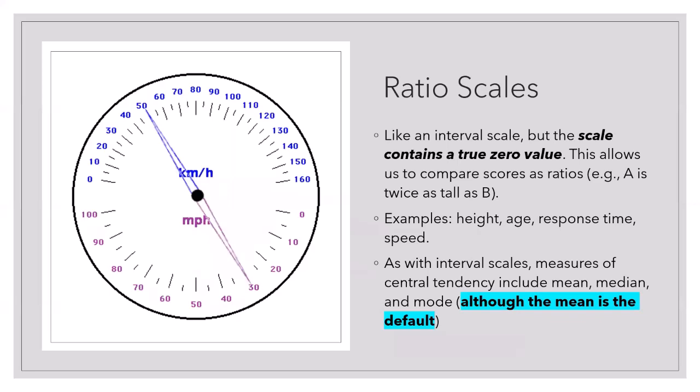Finally, we have ratio scales. These are very similar to interval scales, but the scale contains a true zero value. This allows us to compare scores as ratios. So for example, A is twice as tall as B. Many scales that you may think are ratio are actually interval, but a couple examples of true ratio scales include height, age, response time, for example, minutes or seconds, and speed in kilometers or miles per hour. If your dependent variable is ratio, you would report measures of central tendency, just like for interval scales: mean, median, mode, etc.